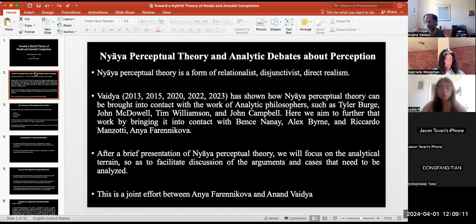And then what we want to do is offer a hybrid theory that can answer the phenomenon as a constraint on perceptual theorizing and show how that can be integrated into the Nyaya theory, in addition with some other novel connections with a contemporary view known as the gerrymandered theory object of hallucinations. So this is a joint effort between Anya and myself.